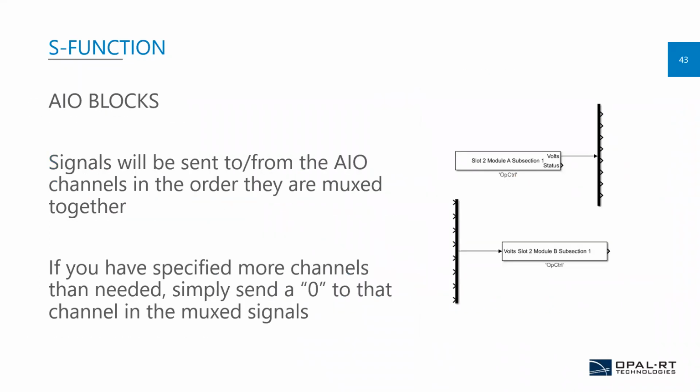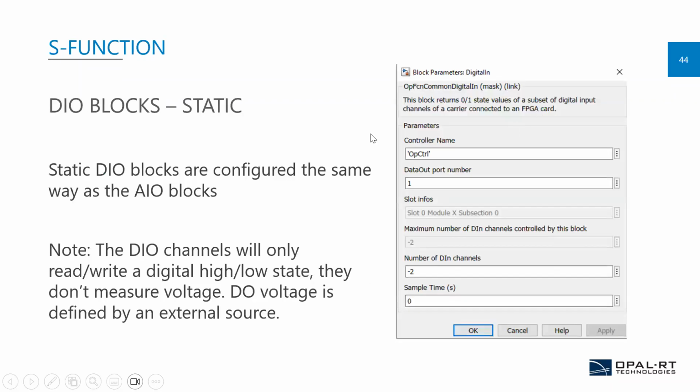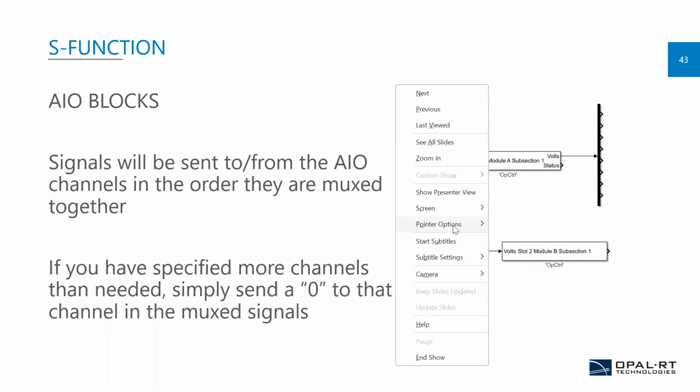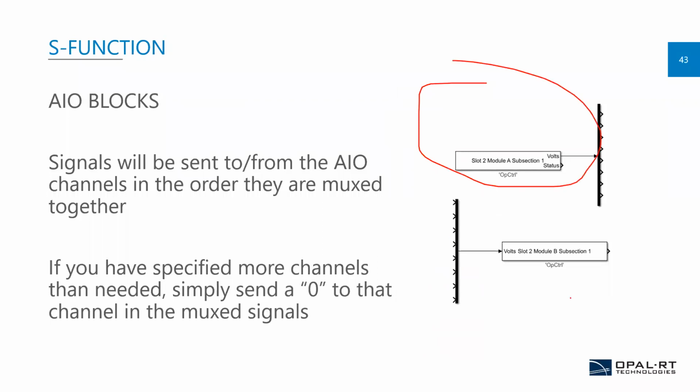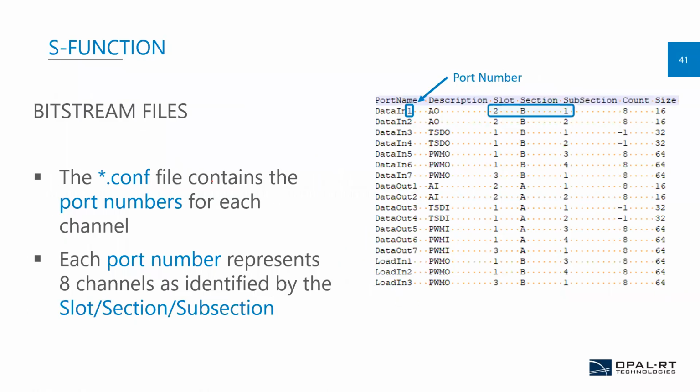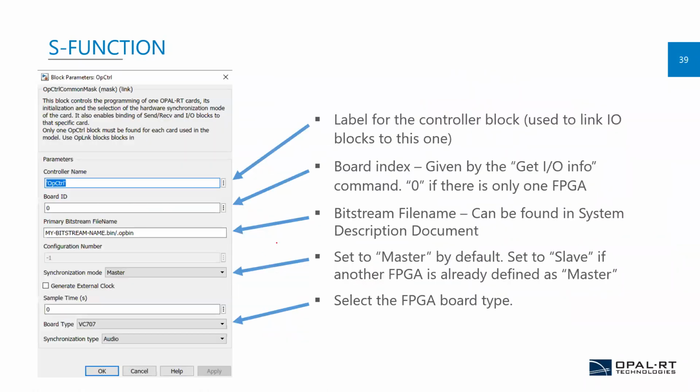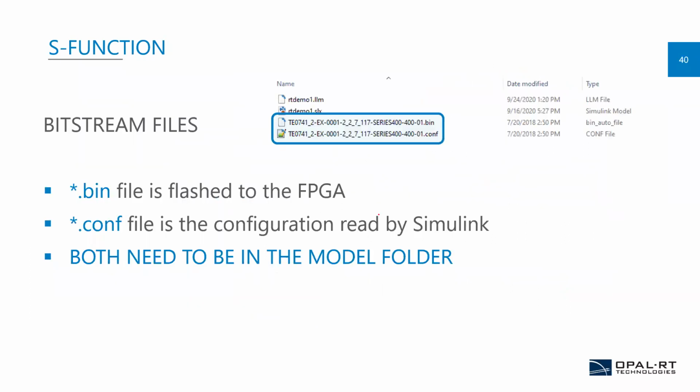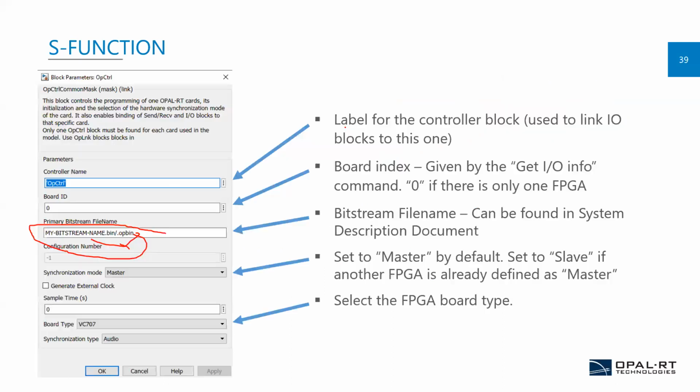First, this is your analog out block, and this is your analog in block. After that, this is your OP control block. In the OP control block, we need to paste your bitstream file name, .bin. This name is required, and we also need to paste this bitstream file in our project path.